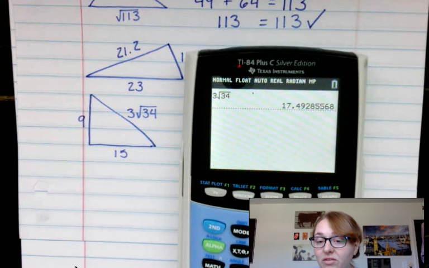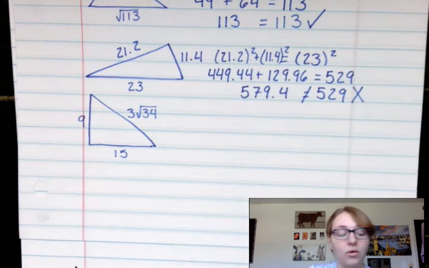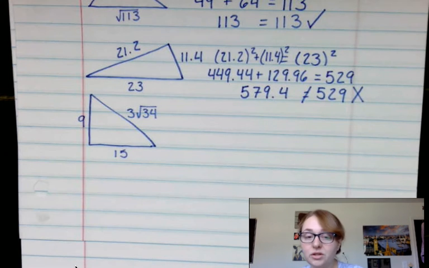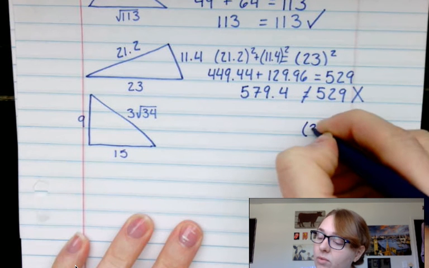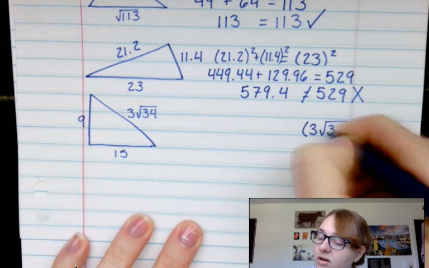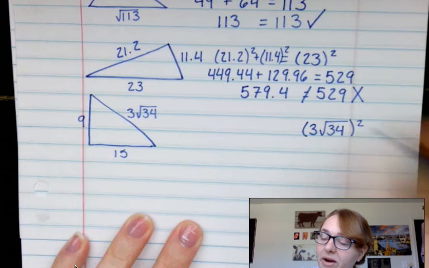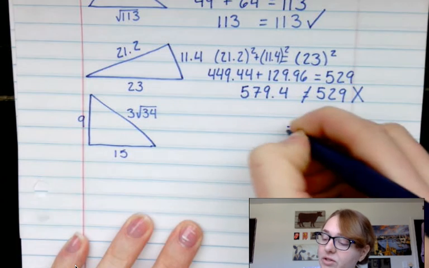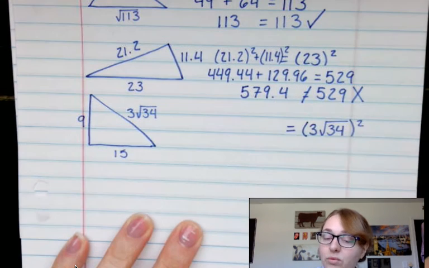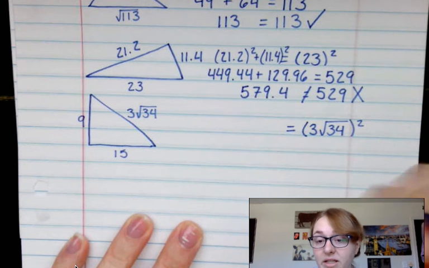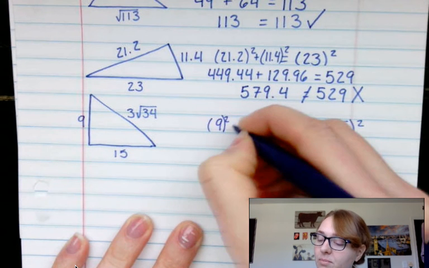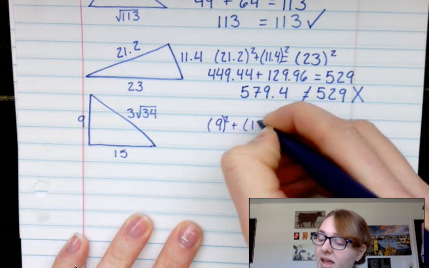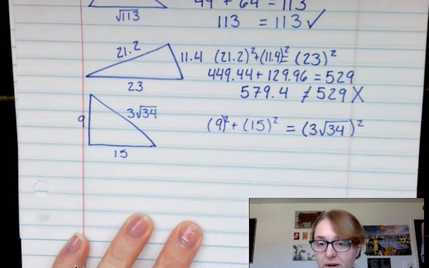So that is greater than 15, and it is greater than 9. So that is going to be our hypotenuse. So we are going to plug that in on the right side here and square it. And we are going to set that equal to the square of our other two sides, or our legs. So we have 9 squared plus our other leg of 15, also squared.